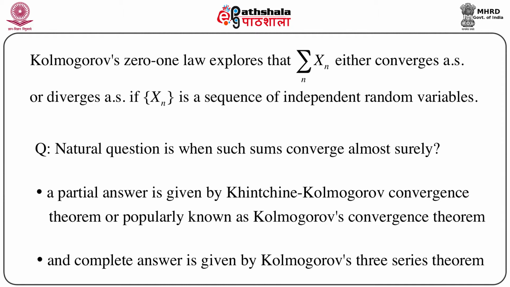Now, a partial answer to this question is given by what is known as the Khinchin-Kolmogorov convergence theorem, more popularly known simply as Kolmogorov's convergence theorem, and a complete answer is given by Kolmogorov's three series theorem. So now we will discuss these two theorems in order to explore under what condition the sum of variables, that is summation x n, converges almost surely. Note one important thing: here we are considering only almost sure convergence.